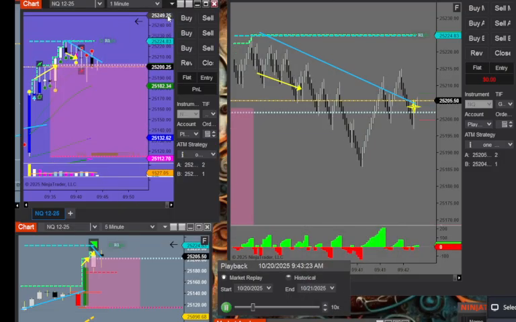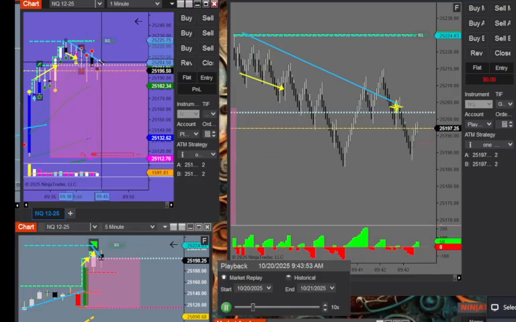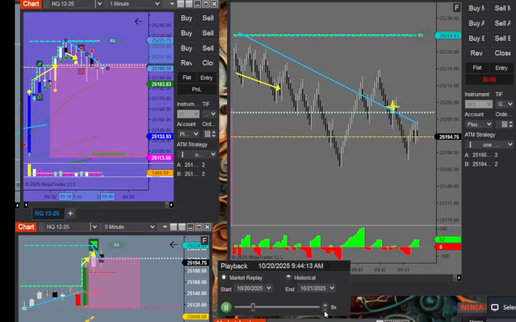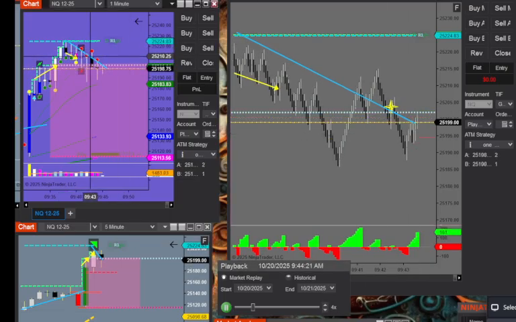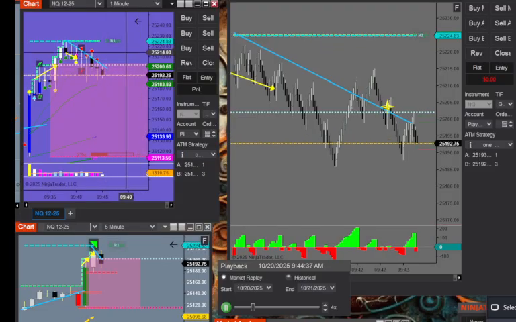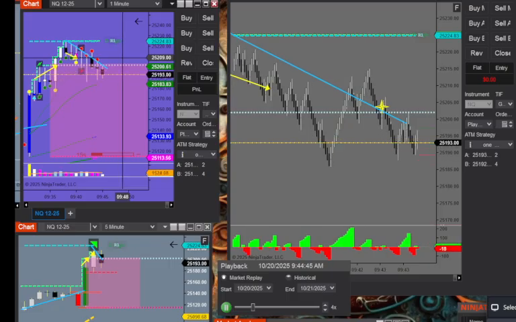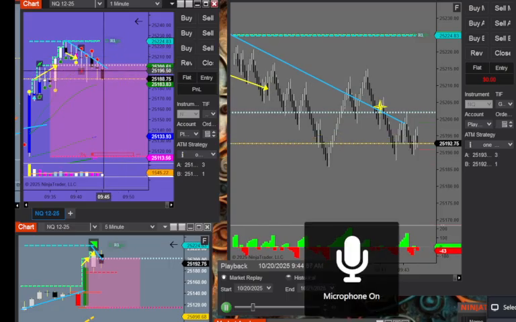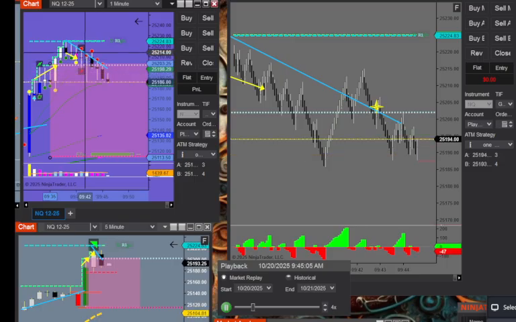Okay, here we go. Let's see if we get an entry to the long side. I want to slow this down because I don't want to miss the entry. The bars are closing in. It's already back in the 5-minute range. We're just waiting to see if we get an entry. This could be a bull.